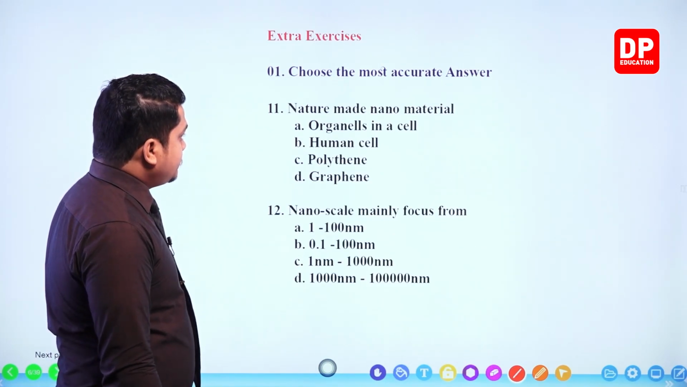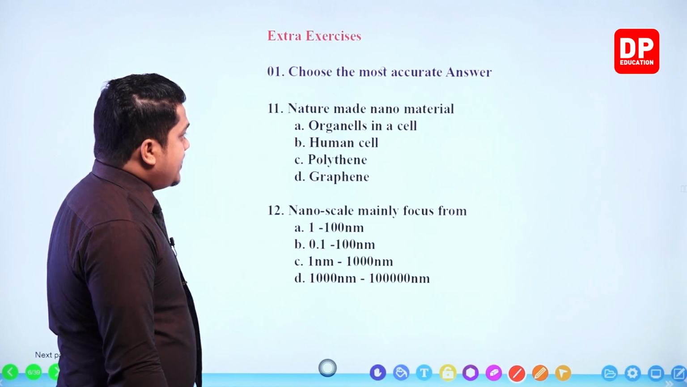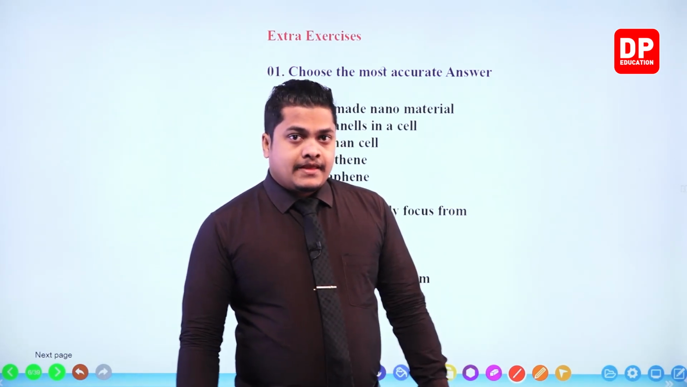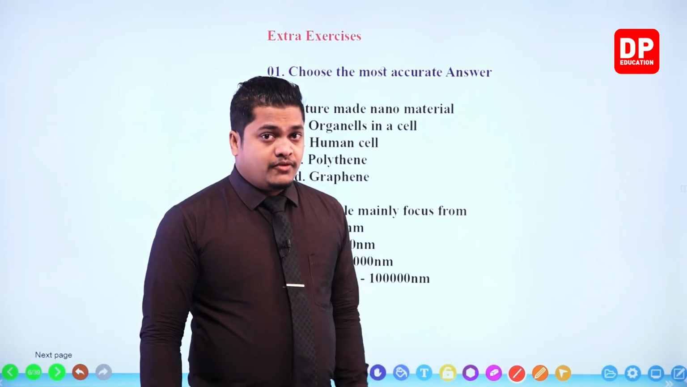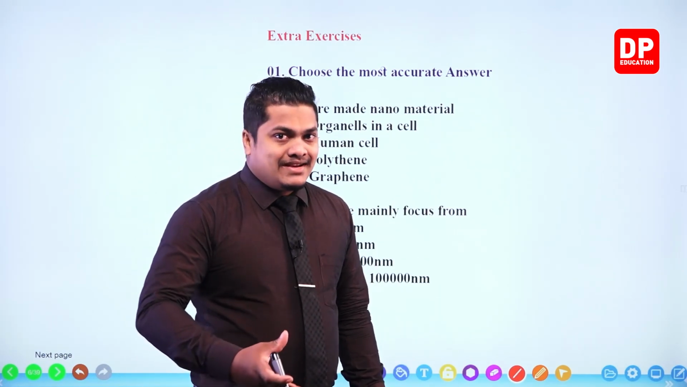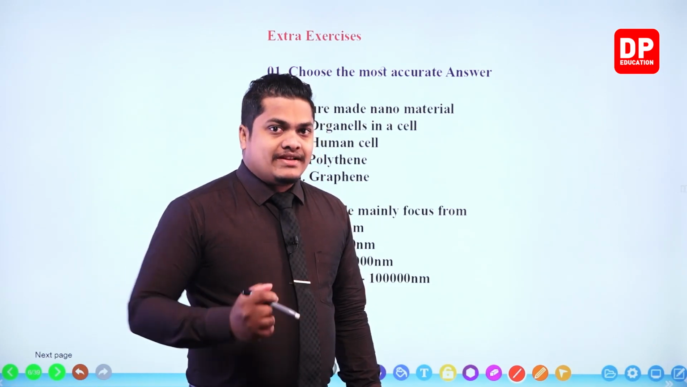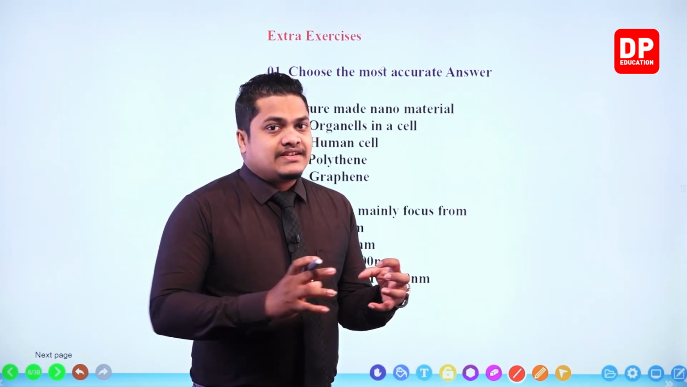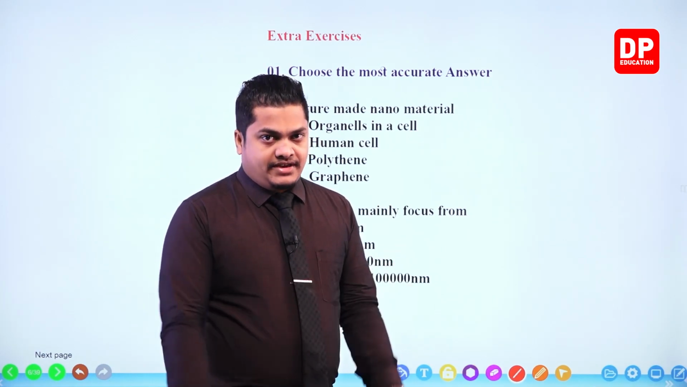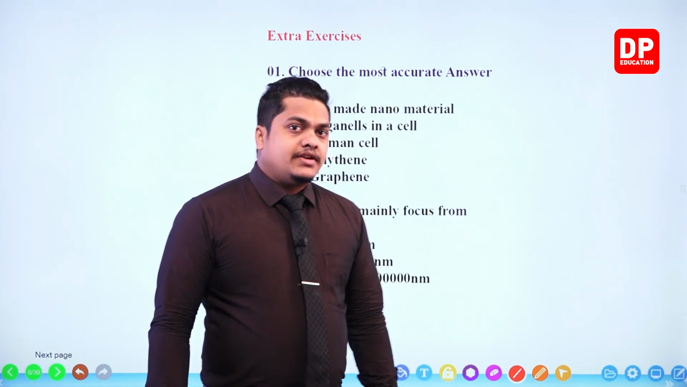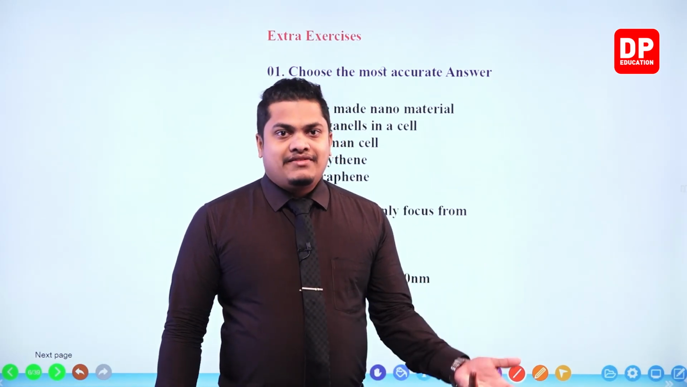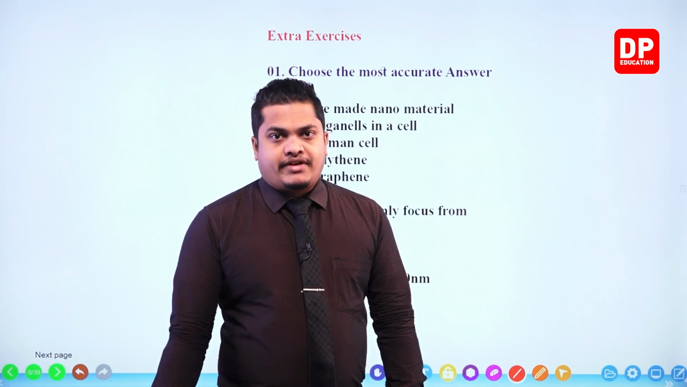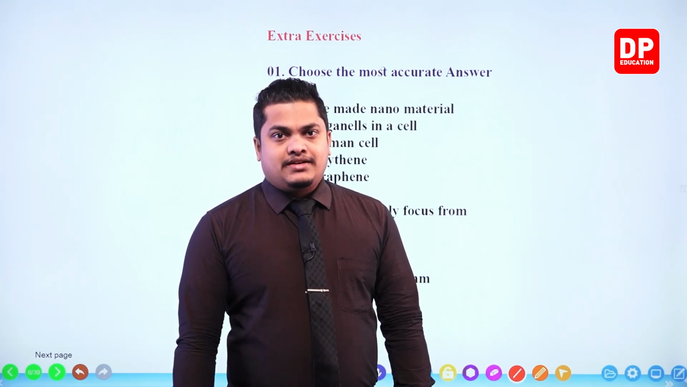Question number 11. Nature made nanomaterial. Nature made nanomaterial, my dear children. Okay? Remember. We know that graphene is a good example for nanomaterial. But however, that's man-made, an artificial thing. Usually, graphite is formed according to layers, and this graphite contains several layers of graphene. Okay. However, my dear children, graphene cannot be observed in our nature. Right? We have to separate graphene artificially from graphite. So graphene cannot be taken as a natural nanomaterial.